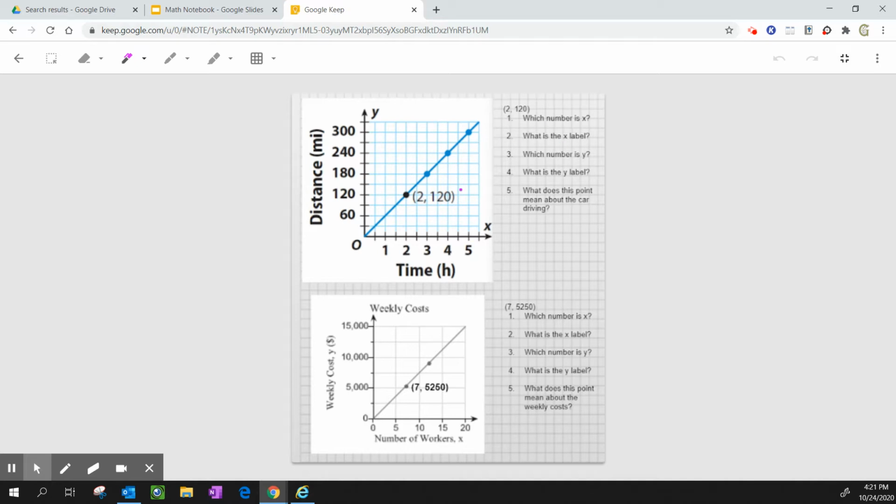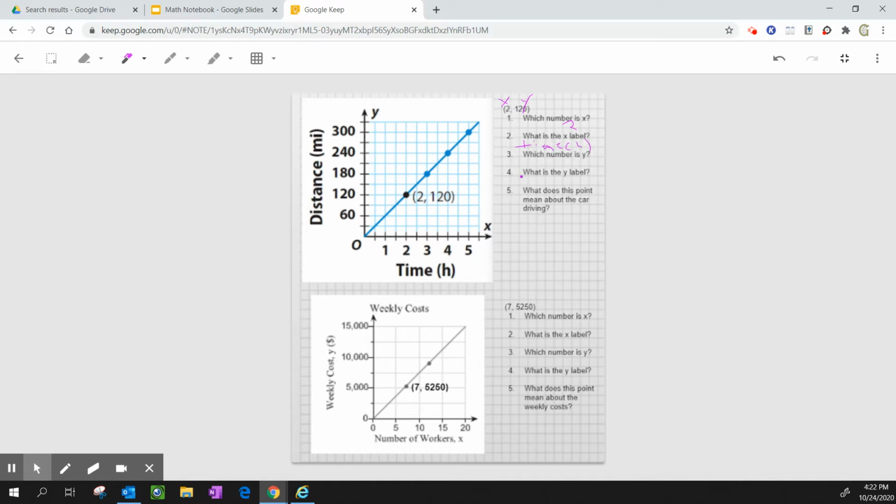So if I look at the questions, we're going to interpret this point right here that's selected. It says its coordinates are 2 and 120. So the first question you want to think about is which number is x? If we remember, we do points x, y. So the number that's x would be 2. Then it says, what's the x label? Remember, the x is the side-to-side axis. It is labeled on this one for us, and the label for that would be time in hours, right?